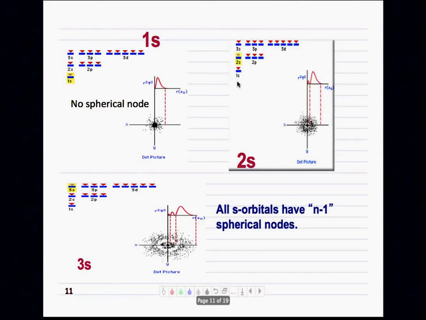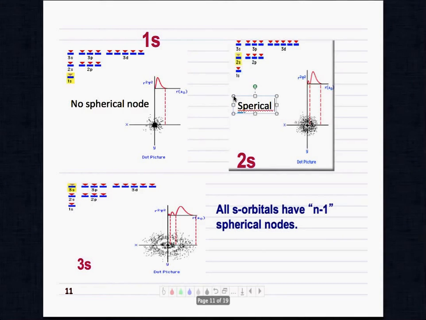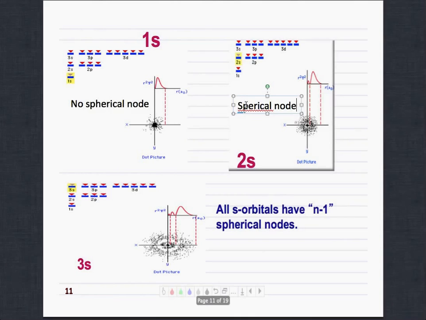Okay? Now, let's look at the 2s. When we look at the dot structure of 2s, we see there is kind of a white area in there. It looks like a circle around the nucleus right there. And this is called a spherical node. In other words, in that area, there is a 0 probability to find an electron. Okay? So, for 2s, there is one spherical node.